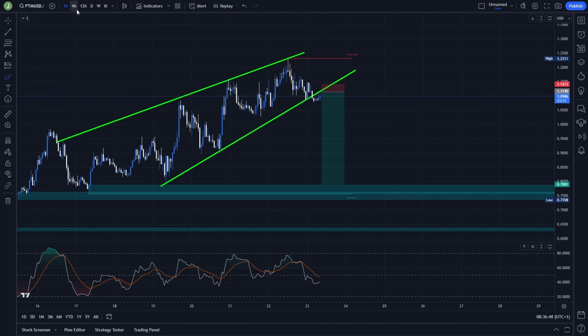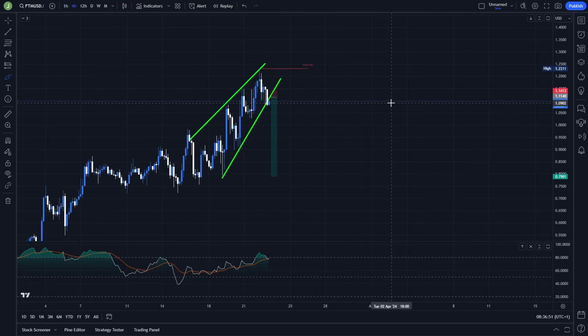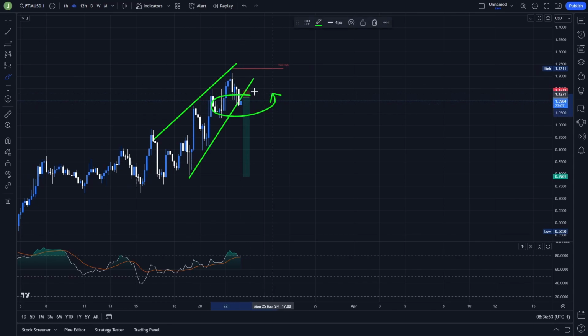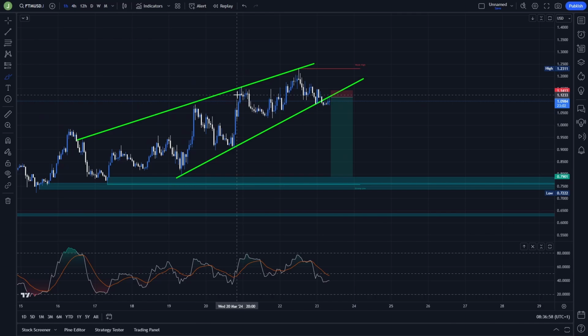But me personally, if I would like to open that short trade here, I would definitely wait for a resistance confirmation, at least on the 4-hour chart. So yeah, just keep that in mind.